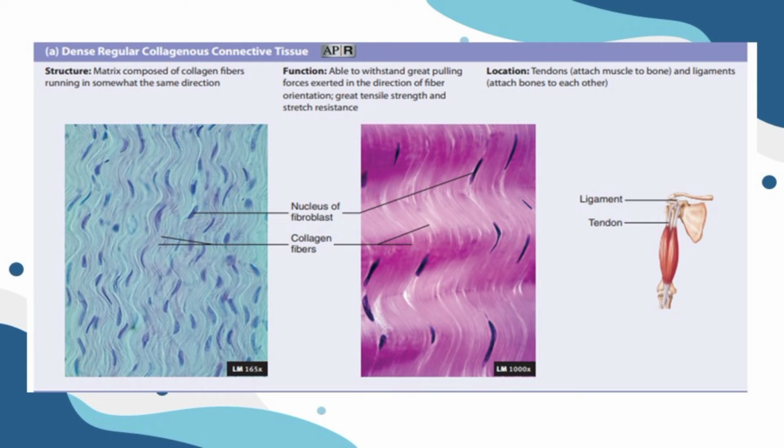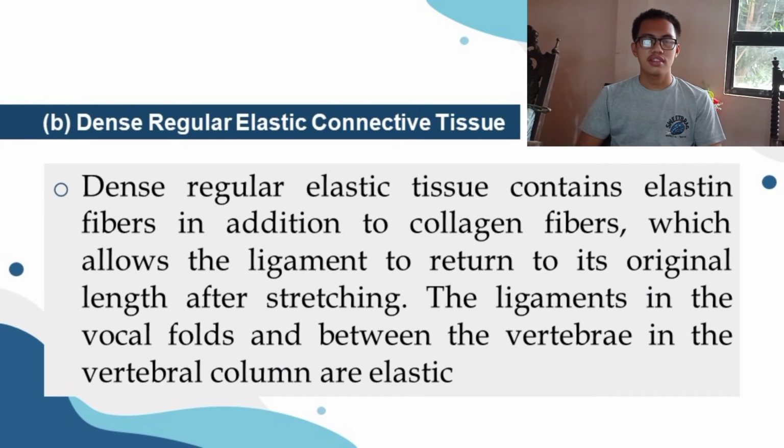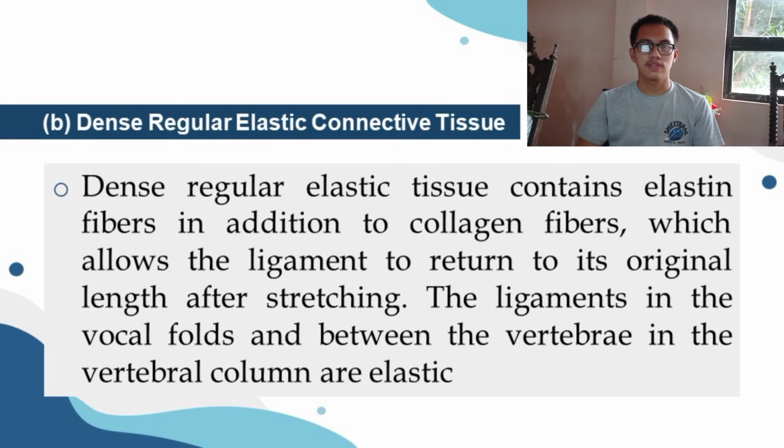Its structure is a matrix composed of collagen fibers running in somewhat the same direction. Its main function is to withstand great pulling forces exerted in the direction of fiber orientation, with great tensile strength and stretch resistance. It is located in the tendons, which attach muscle to bone, and ligaments, which attach bones to each other.